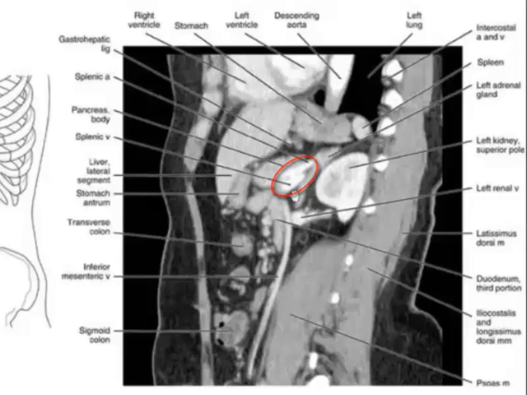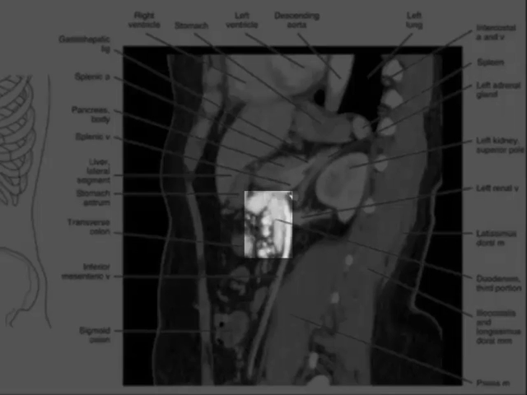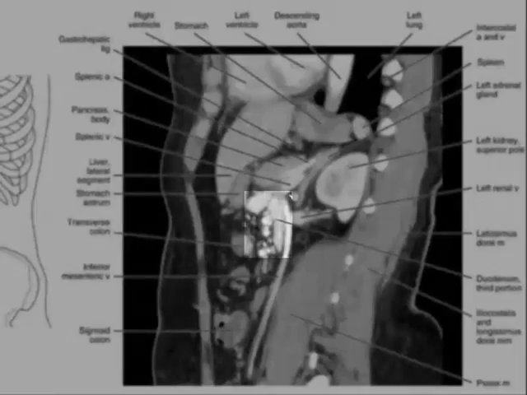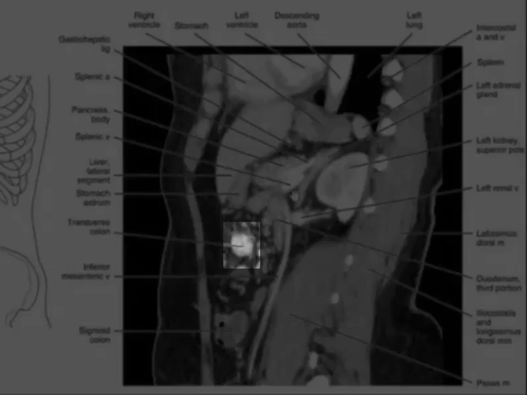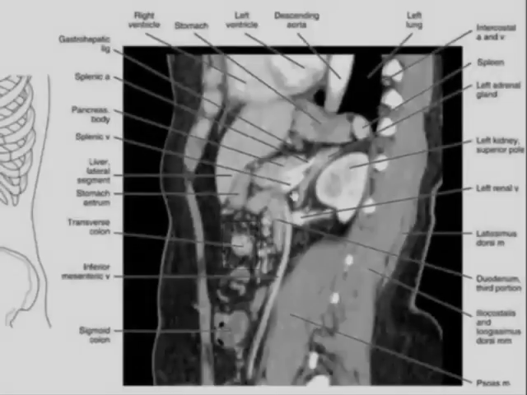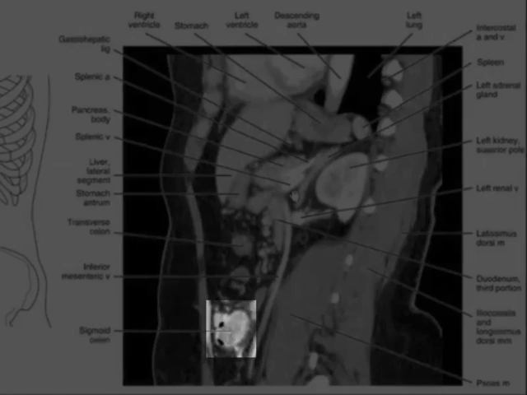The stomach is anterior to the pancreas and tucked behind the liver in this image. The duodenum is seen inferior to the pancreas and posterior to the stomach. Inferior to that is the transverse colon. And lastly, the sigmoid colon is visible at the bottom anterior aspect of the image.